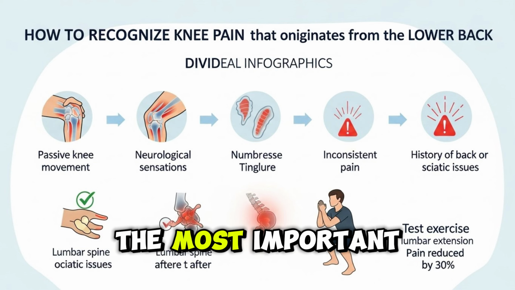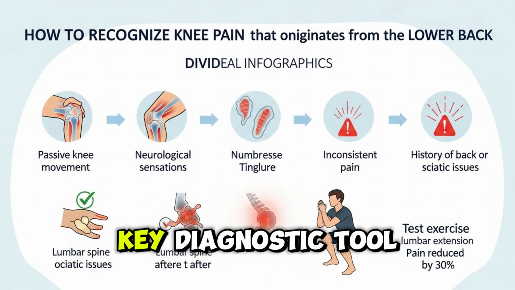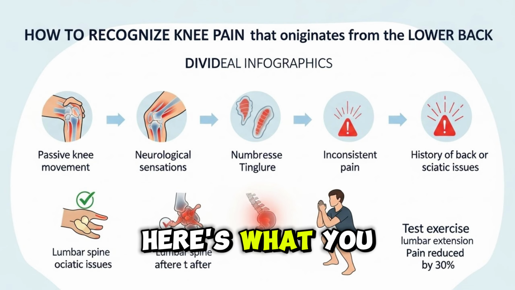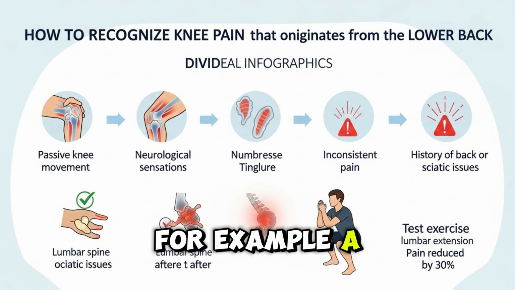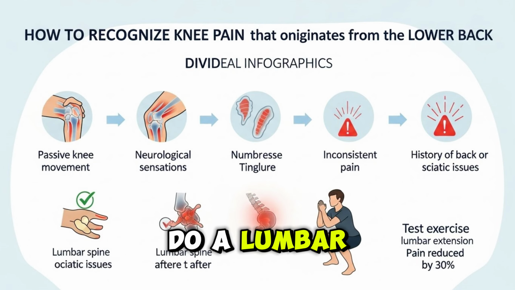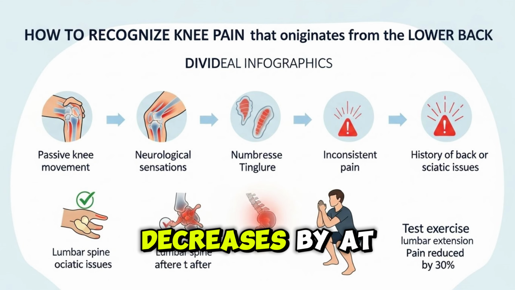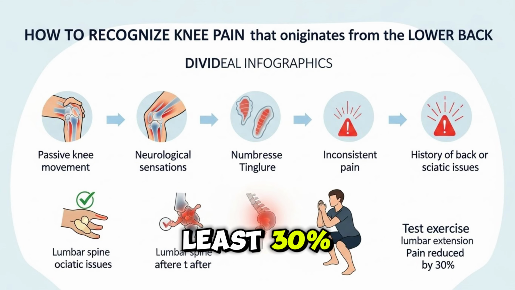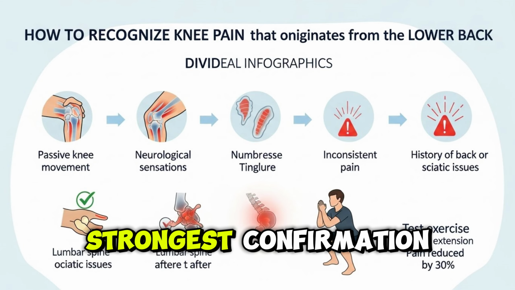5. The most important sign, the test exercise. This is the key diagnostic tool. Here's what you do. Perform a movement that causes knee pain, for example, a squat. Feel the discomfort clearly. Do a lumbar spine exercise. Repeat the squat. If the pain decreases by at least 30%, the knee problem is coming from the lower back. This is the strongest confirmation.